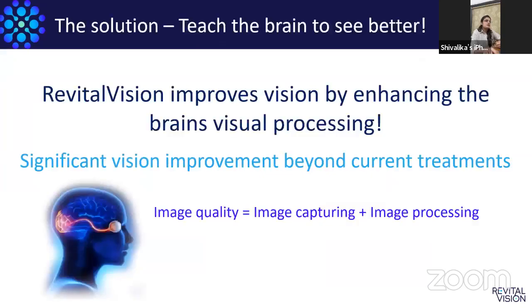Our solution is to teach the brain to see better. The quality of the image that we see, as we all know, depends upon 2 things: both image capturing as well as image processing. Revital Vision helps improve vision by enhancing the brain's ability to process the visual information that is being captured by the eye. And it gives a very significant vision improvement beyond the treatments currently available for us to offer to our patients.